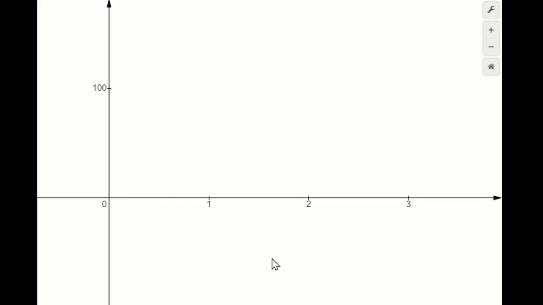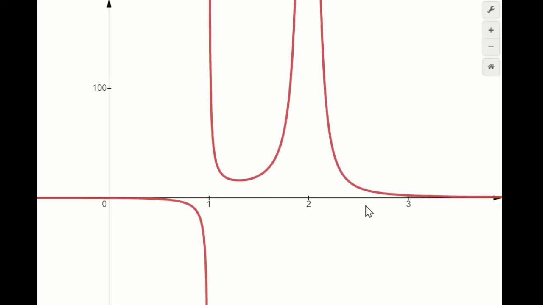All right, so here in our empty graphing space with decimals, this is the graph for the function x plus 1 over the product of x minus 1 times x minus 2 all squared. This is the one. As we have already confirmed, we have a vertical asymptote at x equals 2. So let's focus on this one this time.